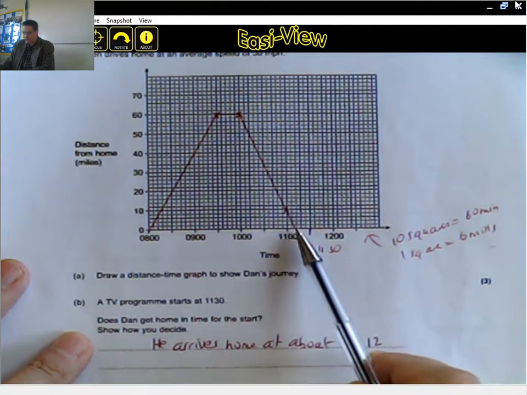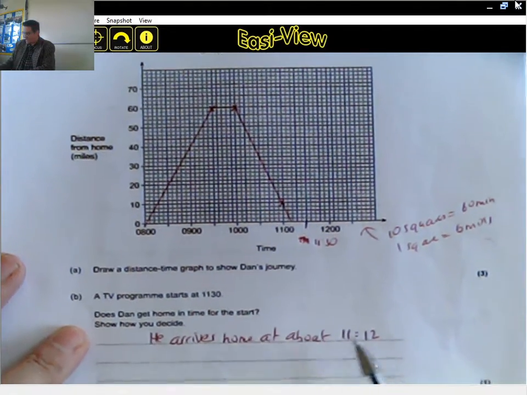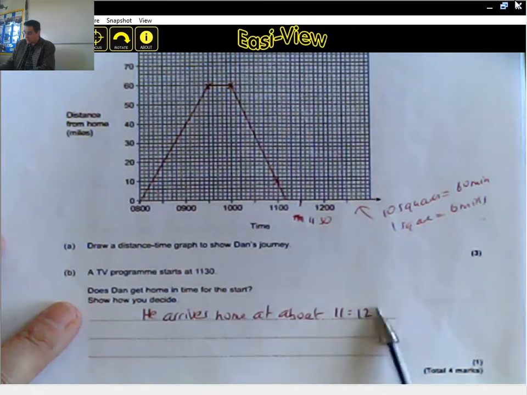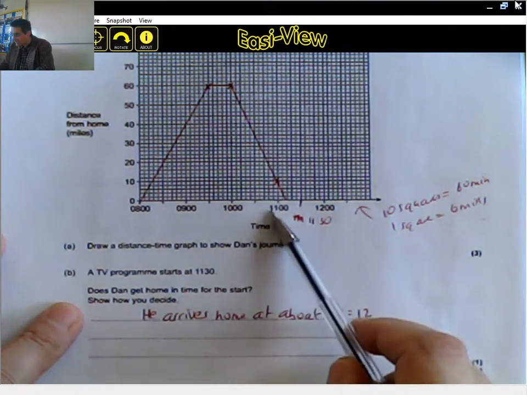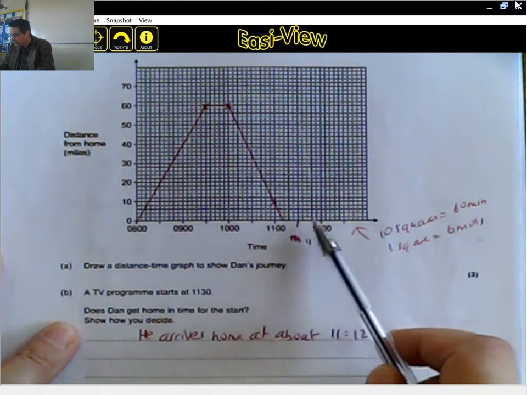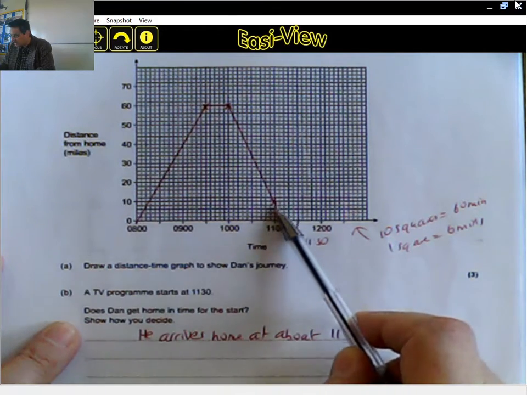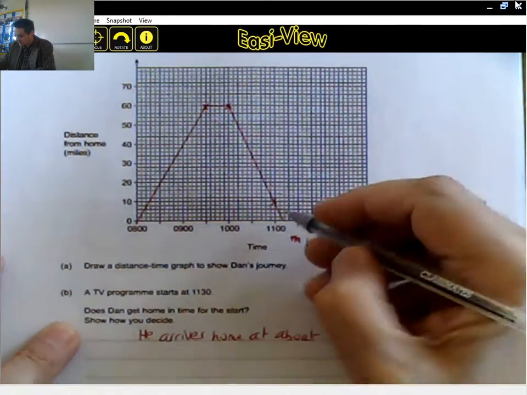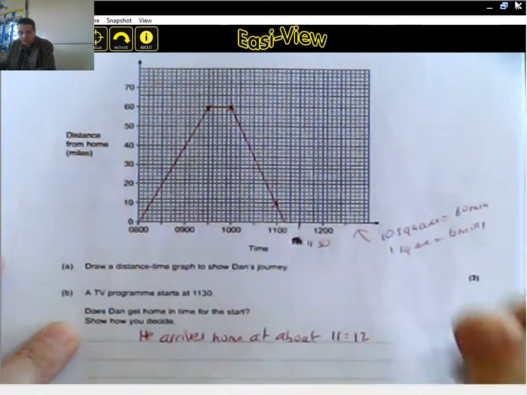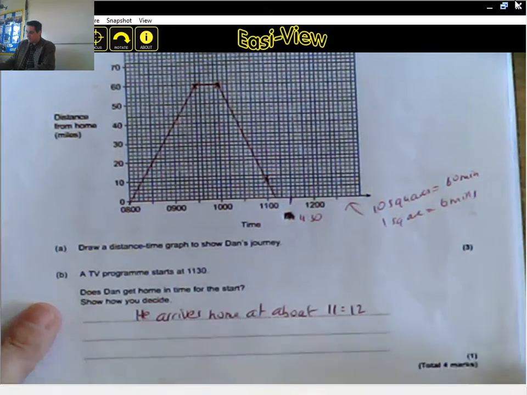Is that alright? But clearly he lands before that, and to get your mark, you really ought to specify the arrival time, not just let the examiner judge for himself that he arrived before 11:30 just because that line didn't quite reach that 11:30. I'm not sure why that's there, it shouldn't be there at all. Is that okay? So quote it, 11:30, 11:20. What's next?